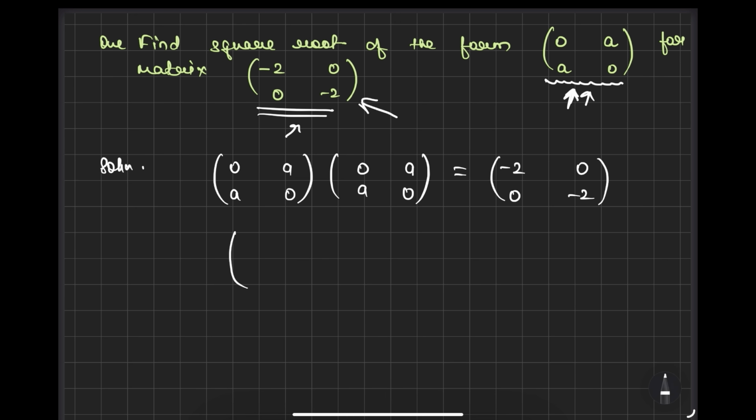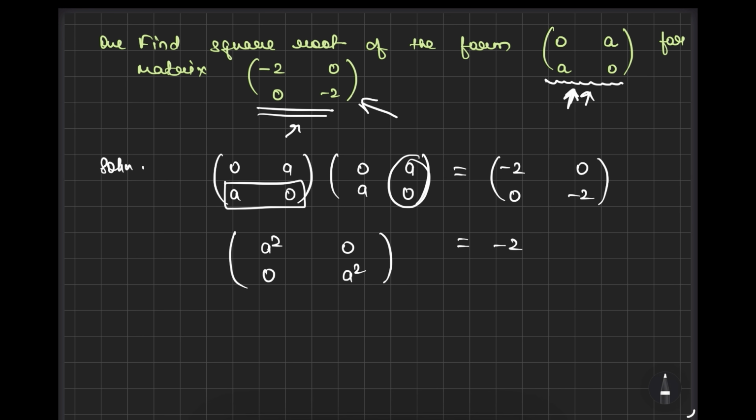So if you multiply, you have to multiply this with this to get the first element. So 0 with 0 is 0, plus a with a is a square, correct? Then this with this, so it is 0. Then we have this with this, so it is 0, and then this with this, so it is a square. Minus 2 0 0 minus 2. Can I say that, sir, a square will be equal to minus 2?